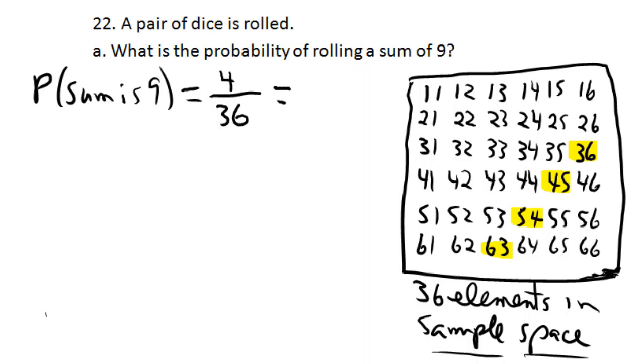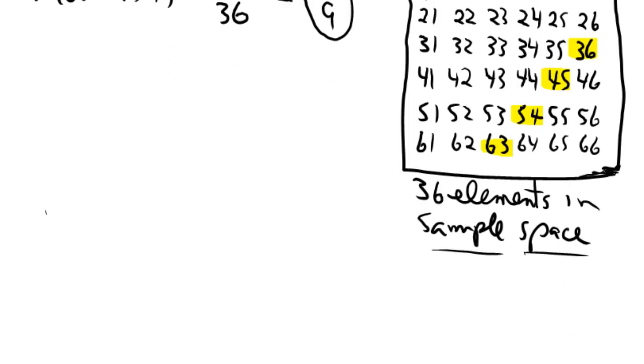Now, of course, you need to reduce that, but once reduced, you have your answer. The probability of rolling a sum of 9 by the basic probability principle is 1/9. Now, we need to remember this answer because the second part of the question relies on the first answer. So let's look.